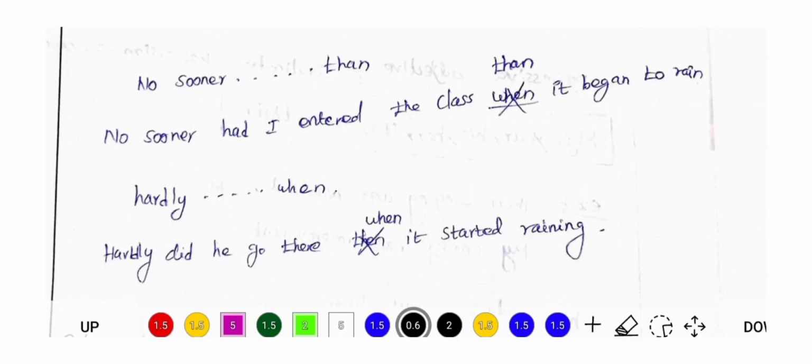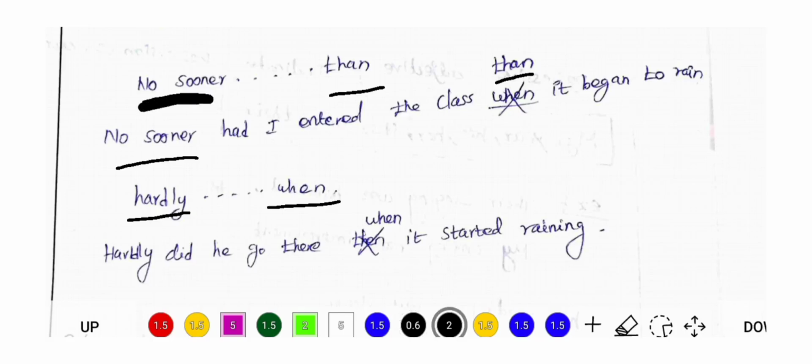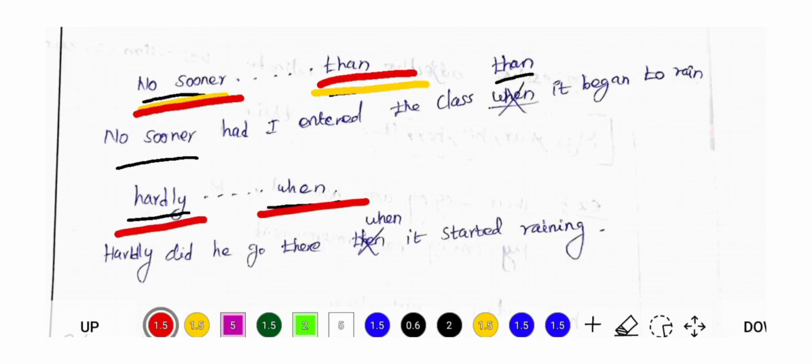Note, students, this is for extra information. No sooner than. "No sooner had I entered the class than it began to rain." Hardly when. "Hardly did he go there when it started raining." No sooner is followed by than. Hardly is followed by when.